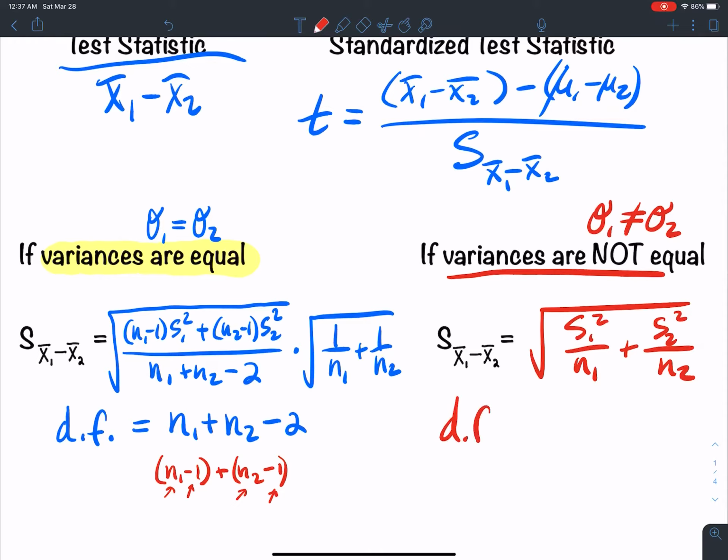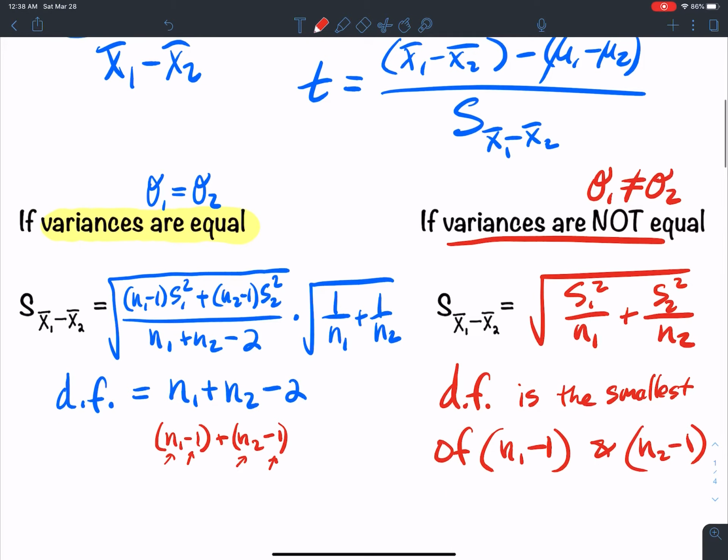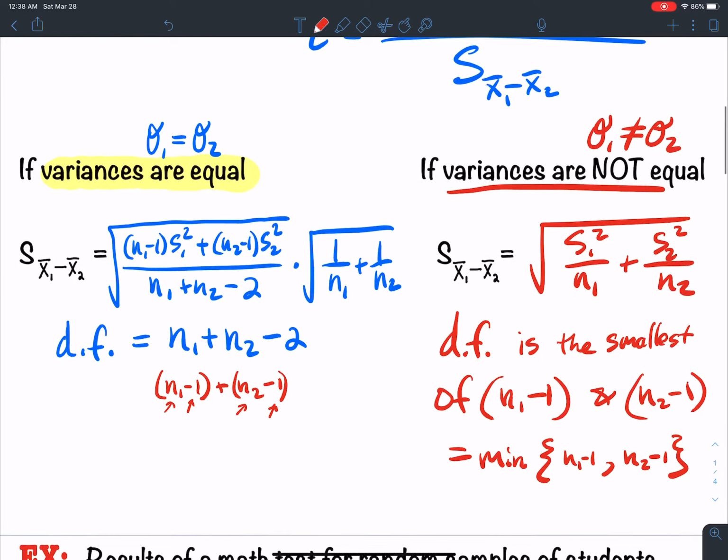Now, the degrees of freedom is calculated a little bit different. It's the minimum. This is the smallest of two things, n1 minus 1 and n2 minus 1. So whichever one produces the smaller, then that's what the degrees of freedom is. It's the minimum of n1 minus 1 and n2 minus 1. So you pick the smaller of the two. Okay, you think about it, you always go for the smaller one.